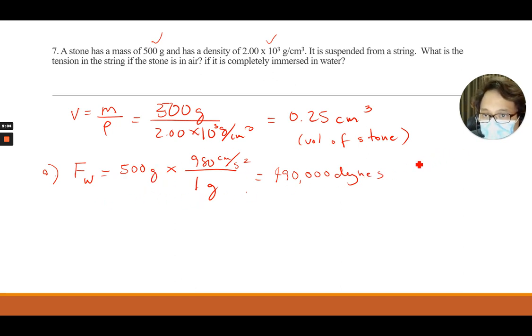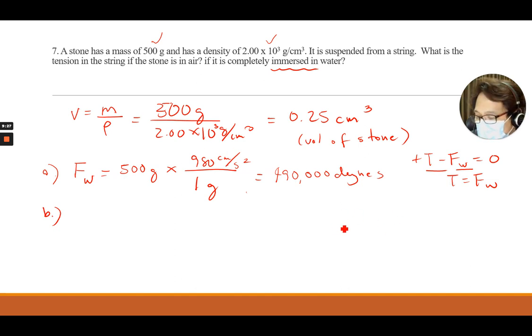Why do we know? Because there are only two forces acting on this. Okay, you have the tension which is upward and the weight downward. They are balanced, so tension is equal to FW. Okay, letter B, what if you place this and immerse this in water? Okay, so in this case, it's no longer going to be just two forces, but you have buoyant force. No? So sabi niya, what is the tension in the string if it is completely immersed in water? Pag completely immersed in water, there is tension upward, there is buoyant force upward, and there is weight downward.